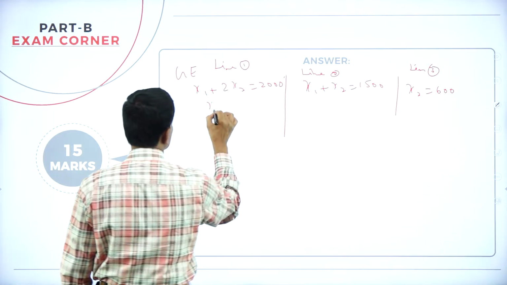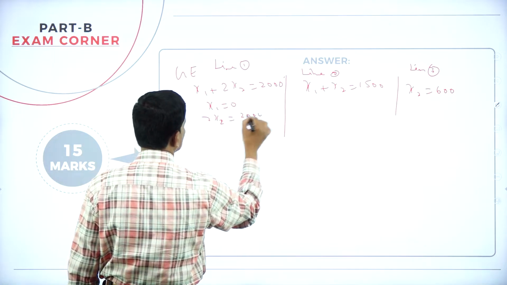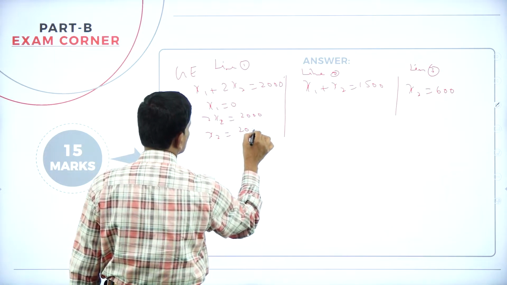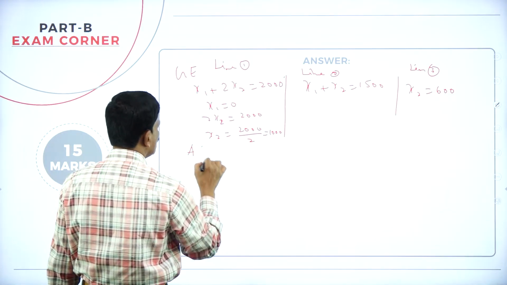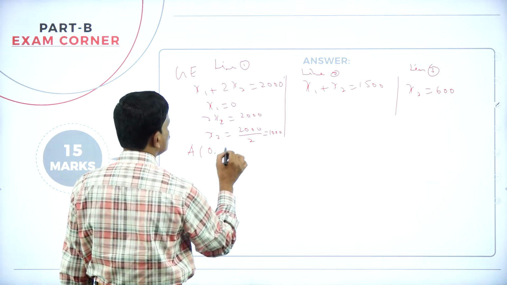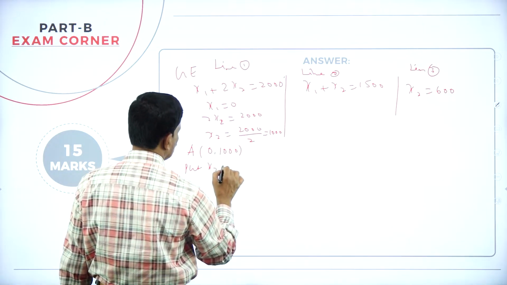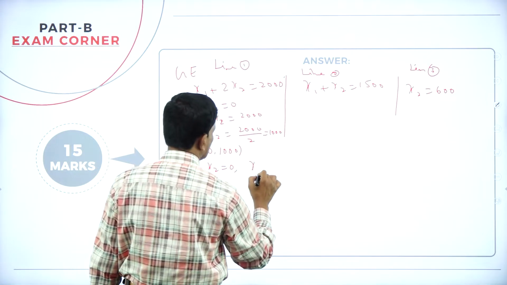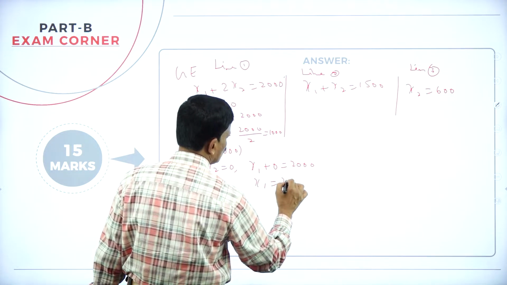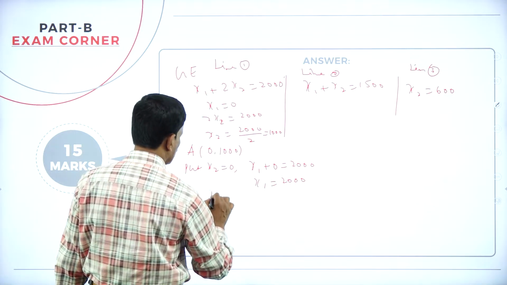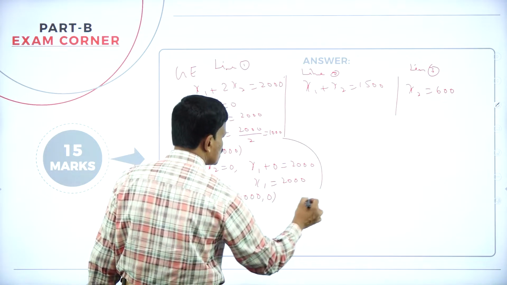Now put x1 is equal to 0, you will get 2x2 is equal to 2000, x2 is equal to 2000 by 2, which is equal to 1000. So let us consider the first point as A, 0 comma 1000. Now again put x2 is equal to 0, you will get x1 plus 0 is equal to 2000. Therefore x1 is equal to 2000, so the point B is 2000 comma 0. This is the first line.